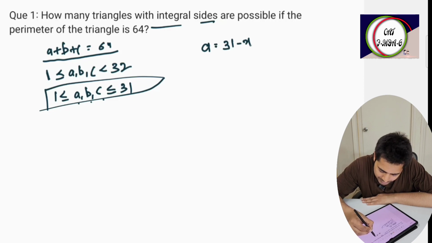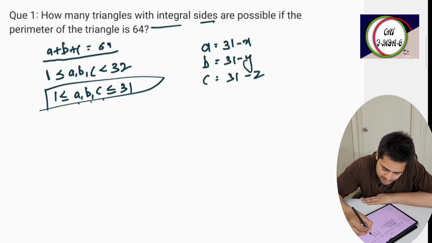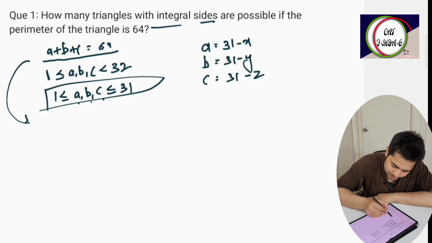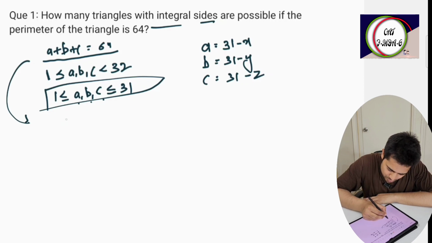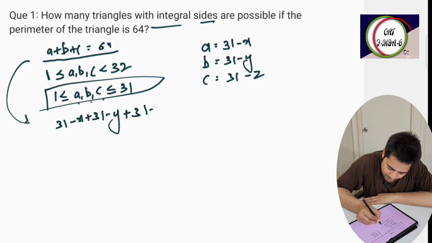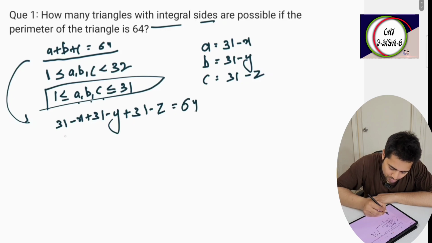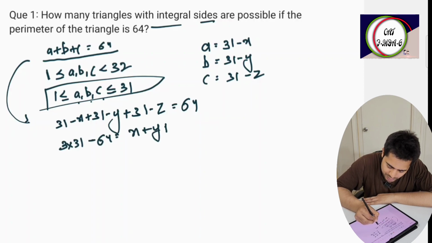31 minus X. B is equal to 31 minus Y. C is equal to 31 minus Z. So replace here. A plus B plus C can be written as 31 minus X plus 31 minus Y plus 31 minus Z is equal to 64, or you can write it as 3 into 31 minus 64 is equal to X plus Y plus Z.